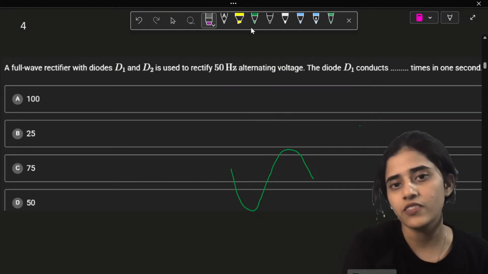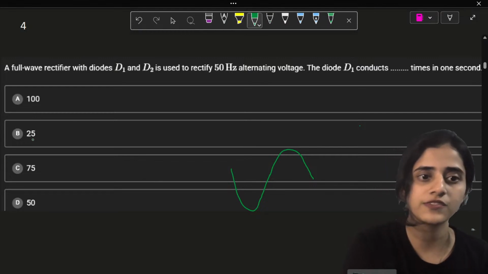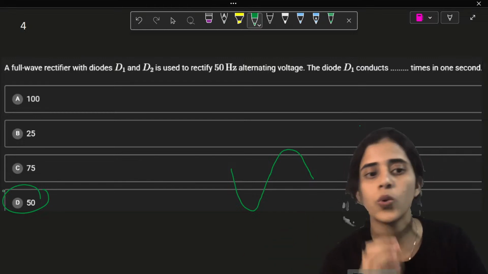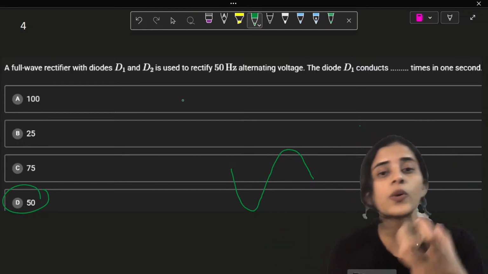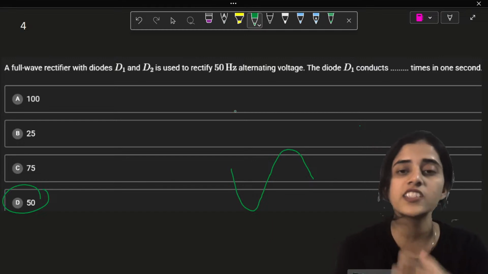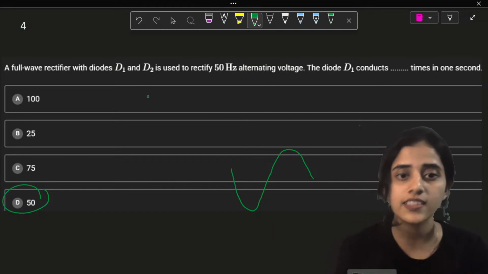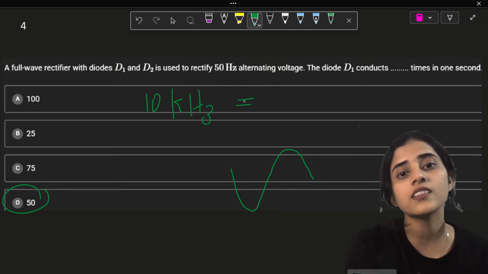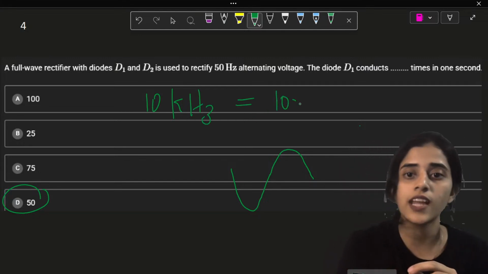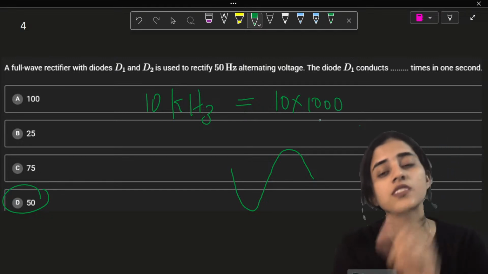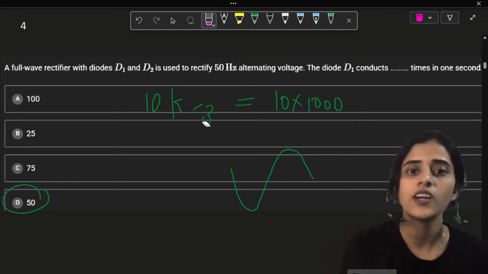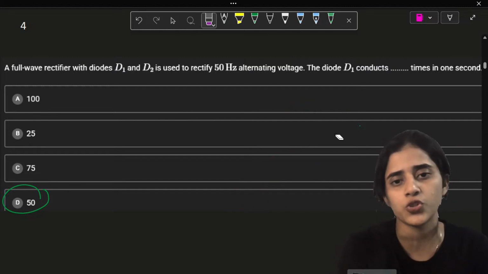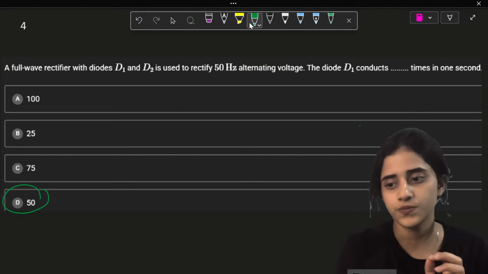How would it be 25? Can you tell me why you think it's 25? It's 50 because 50 Hertz means 50 waves pass in 1 second. So if the question was 100 Hertz, it means 100 waves pass in 1 second. Now if the question is 10 kilohertz, then you have to convert to Hertz. So 10 into 1000 waves in 1 second. You have to always convert it into Hertz and write it down, because you will not get the same question for sure. So looking at the value, you have to know.